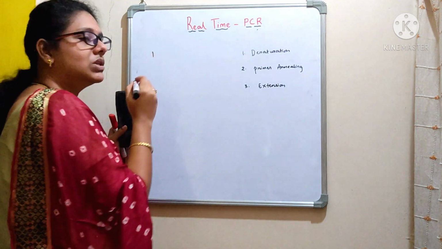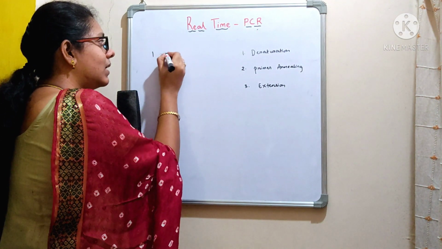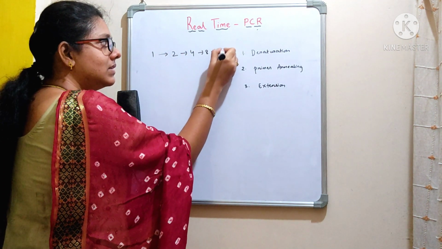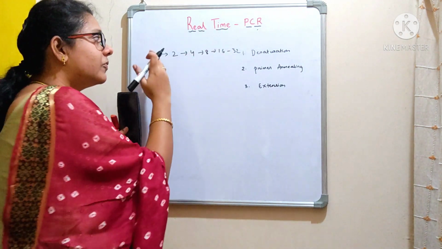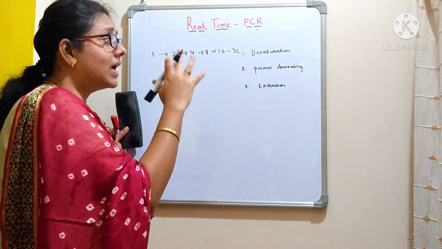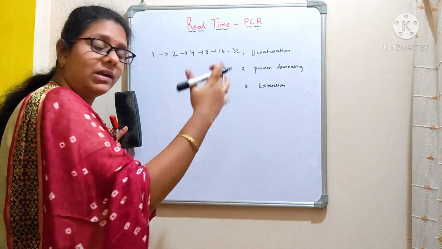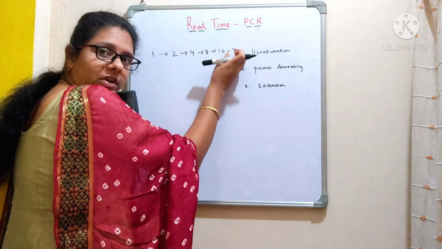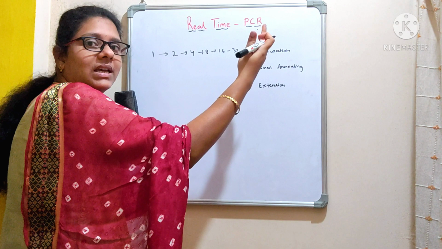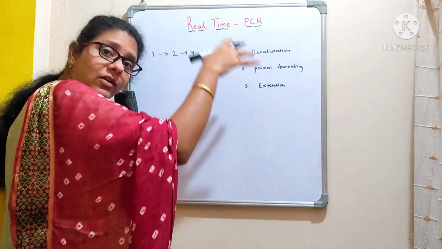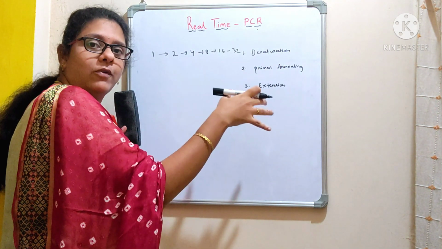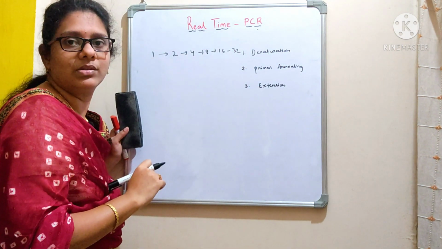For suppose initially it is 1 strand, it is going to get doubled, then it will be 4, then 8, 16, 32 and so on. So for each cycle, the amount of DNA gets doubled, right? When the DNA is getting doubled, that means with the amplification of the DNA in this real-time PCR, the fluorescence will increase. So based on that fluorescence only, we are going to detect the amount of PCR product that is formed at the end of the reaction.